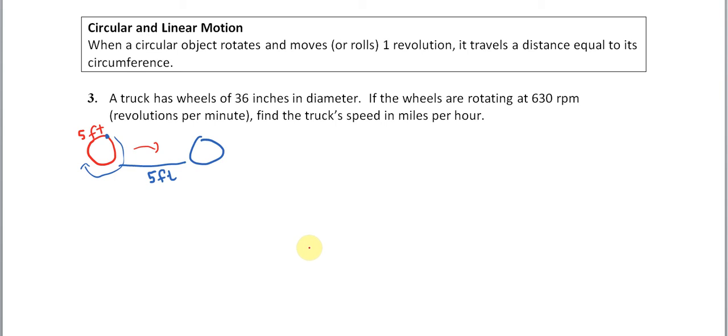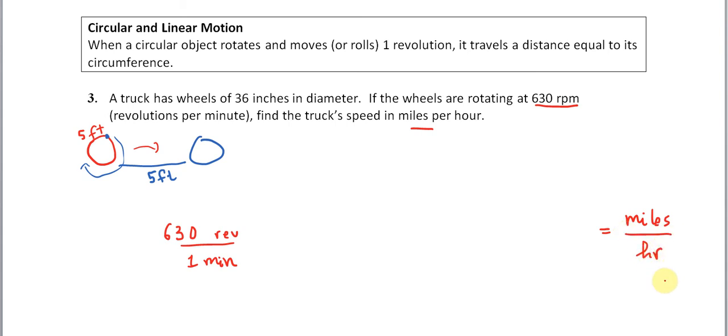So this is a problem that involves lots of unit analysis, right? So we're going to start out with this number here because this is the known information, right? So we have 630 revolutions per 1 minute. And we want to do a lot of unit analysis so that we end up with miles per hour, somehow.